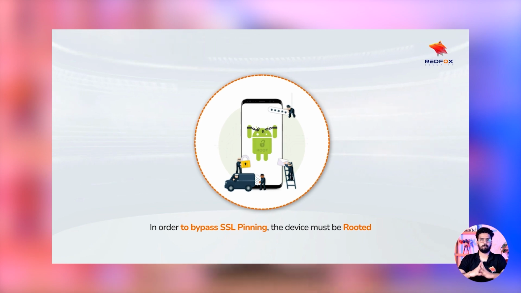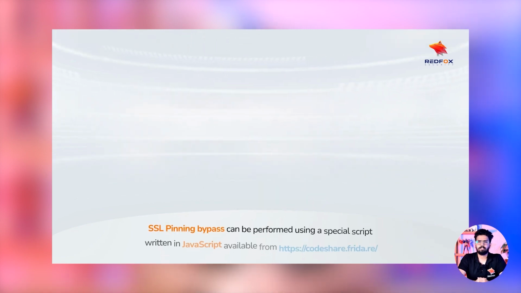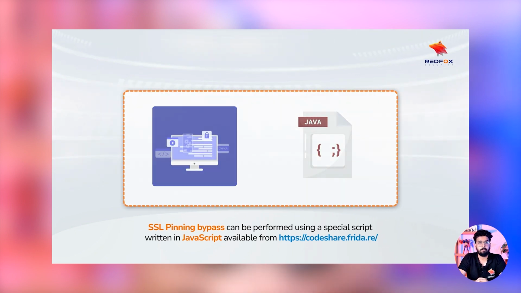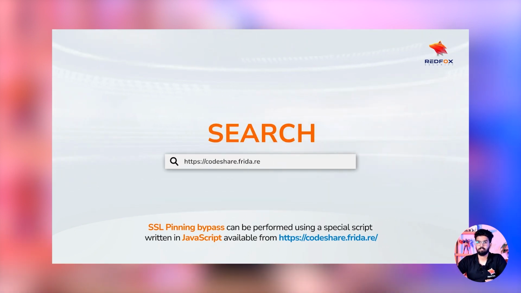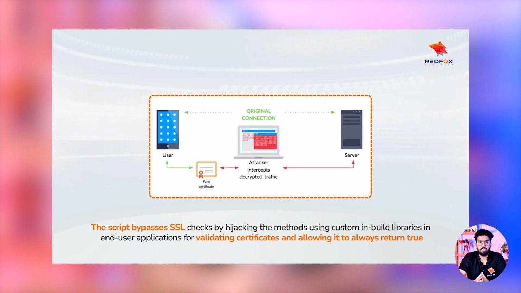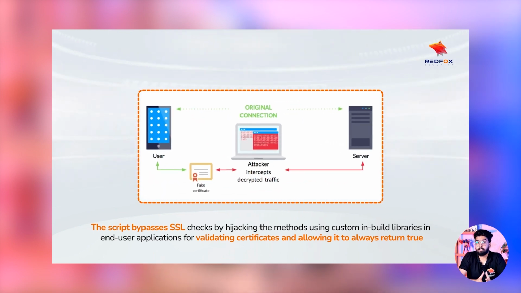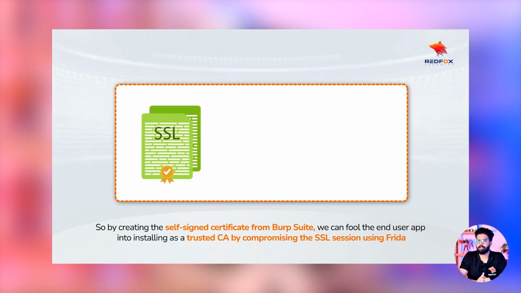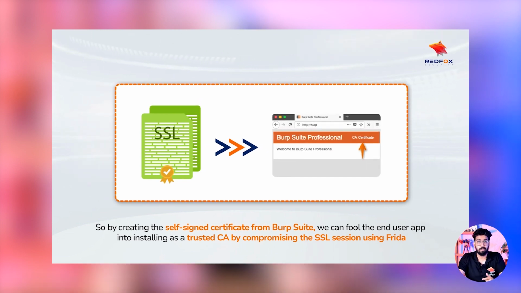Moving on to bypassing SSL pinning. In order to bypass SSL pinning, the device must be rooted. SSL pinning bypass can be performed using a special JavaScript script available from the following link. The script bypasses SSL checks by hijacking the methods and custom built-in libraries in end-user applications for validating certificates, allowing them to always return true. So by creating the self-signed certificate from Burp Suite, we can fool the end-user app into installing a trusted CA by compromising the SSL session using Frida.